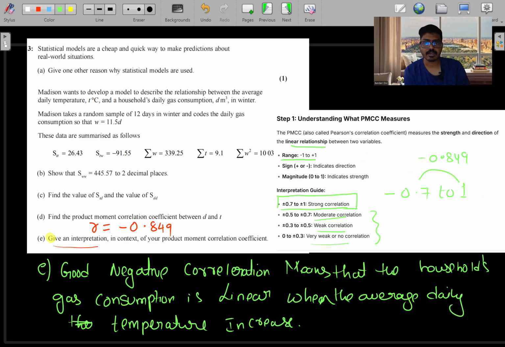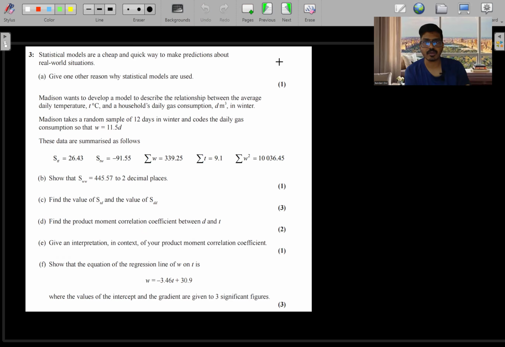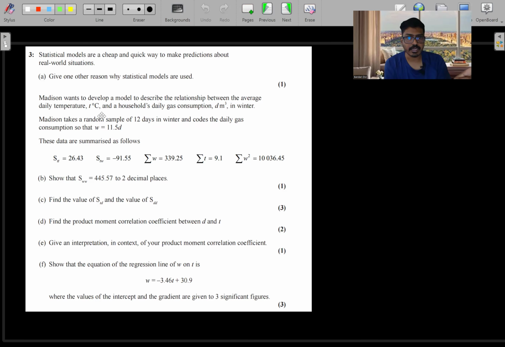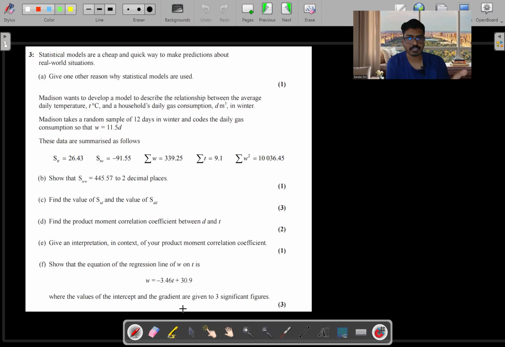Our next question. I hope part E is understood. If you want to take a screenshot, just pause the video and take the screenshot. So our next is part F. First, let us understand the question of part F. We need to show that the equation of the regression line of W on T is W equals minus 3.46 T plus 30.9, where the values of the intercept and the gradient are given to 3 significant figures.